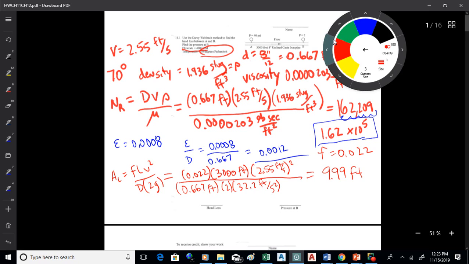Now, once we've got that, we can figure out what the pressure will be at point B. Okay, now what we got at point A is we got 40 psi, and we got 2.31 feet per psi. And so that will get us the pressure head there. It's 92.4 feet. Okay, so that's the pressure head at A.